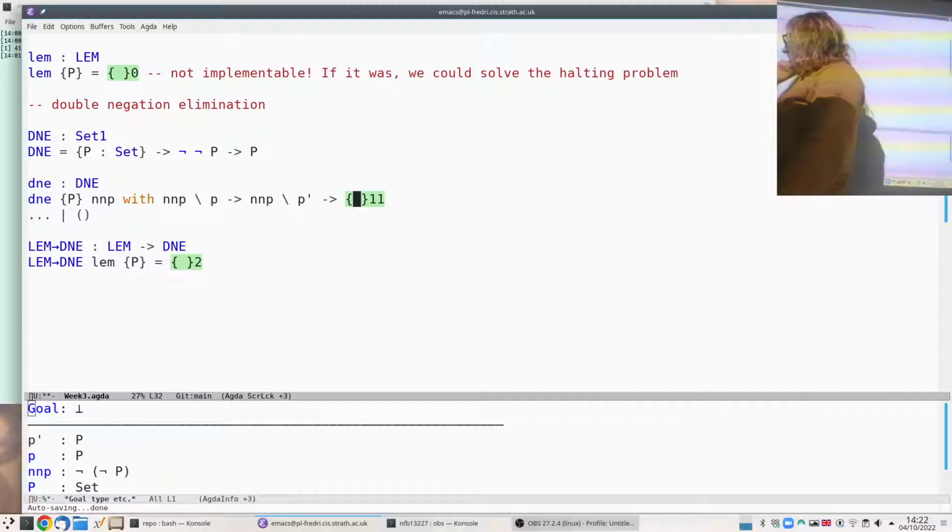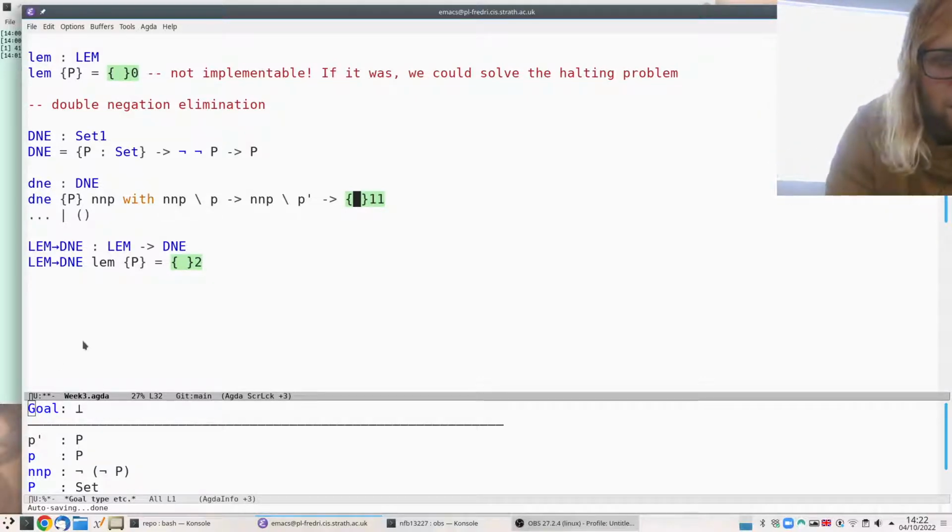Should we do the question, please? Yeah, so we've already figured out that LEM is impossible. So it's good to show that if we had DNE, you would get LEM. Yes. And that is really the fun one. Also, it's good to talk about.